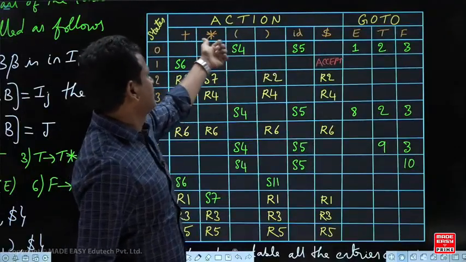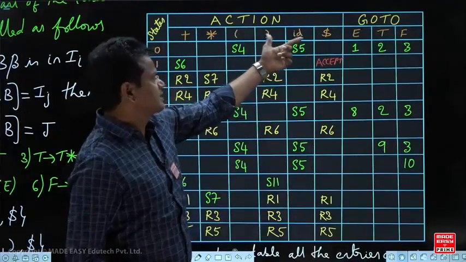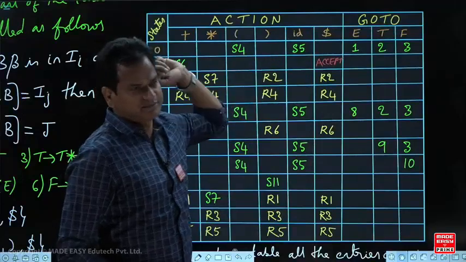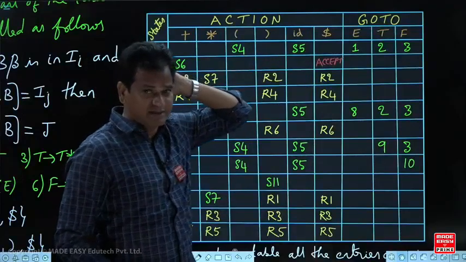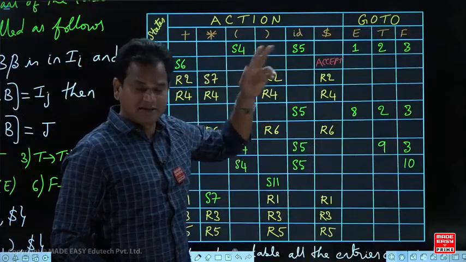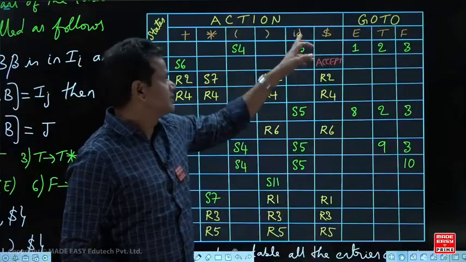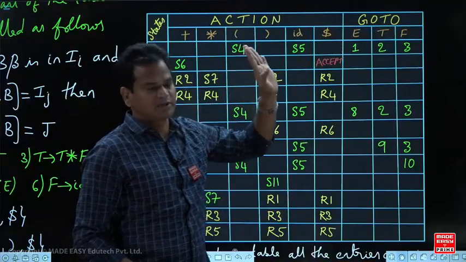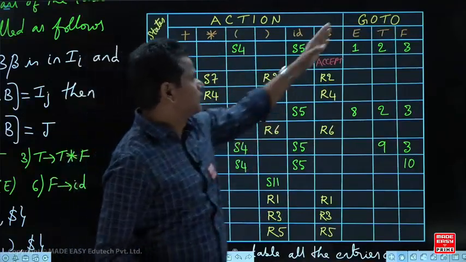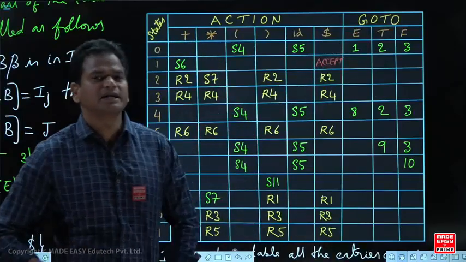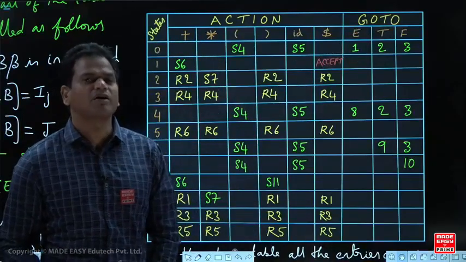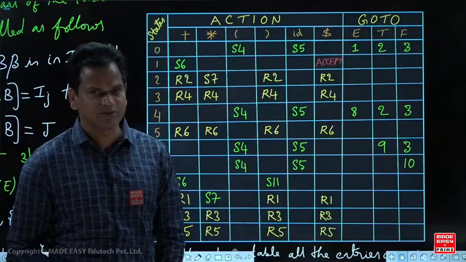Action part will contain all the terminals excluding epsilon, including dollar. Even though epsilon is there, we don't take it. Whether it is there or not, we will take dollar, we don't take epsilon. And for the states, go to will contain only the non-terminals excluding the augmented one. We don't take S dash in the go to part.